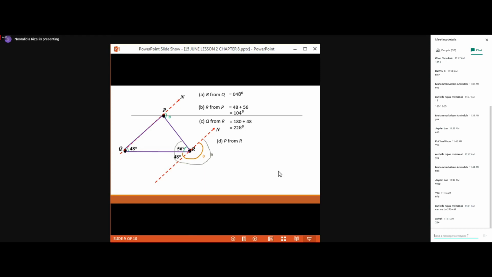So it's 284, correct. Look at how they get to 284. Basically you add up the whole thing, 180, the 48, and 56, or just 228 plus 56. So Laila, 270 minus 48 is a different angle. It's not here anymore. The theta is this whole thing. Okay, so that's it.